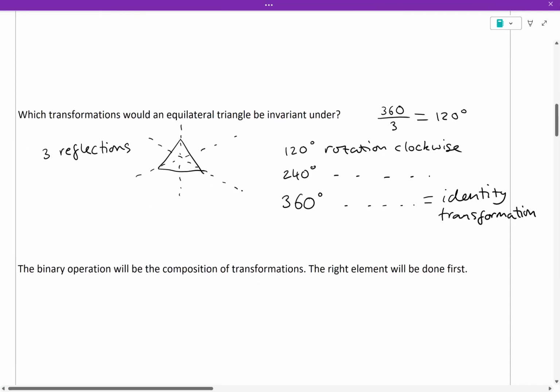Right, the binary operation will be the composition of transformations. So we got that word composition there again. So you're going to do the right element first, the one at the top of the Cayley table, then the left one, when you're doing this.